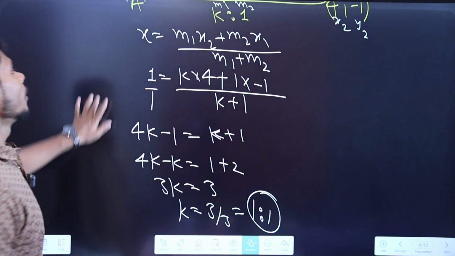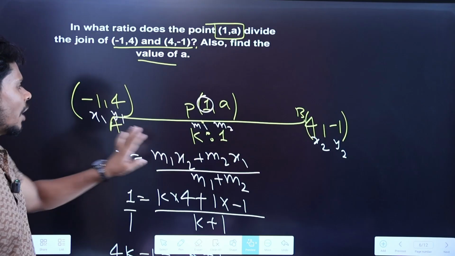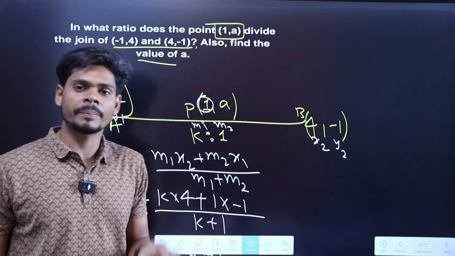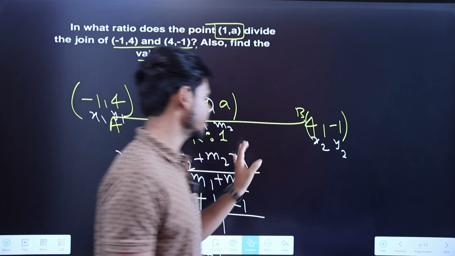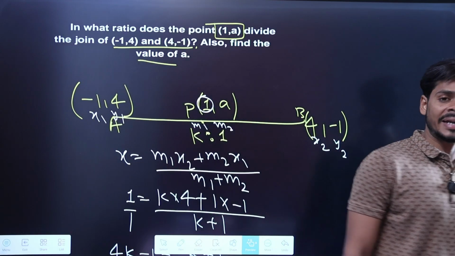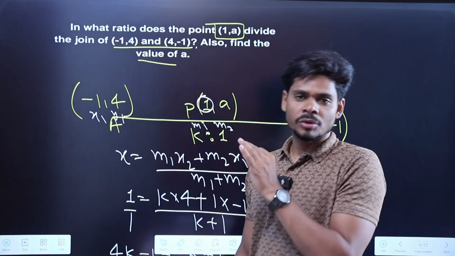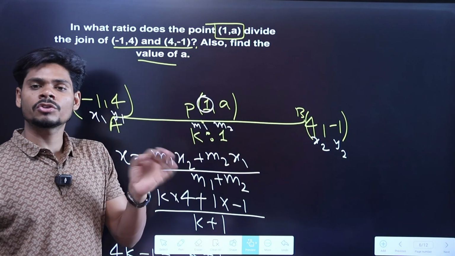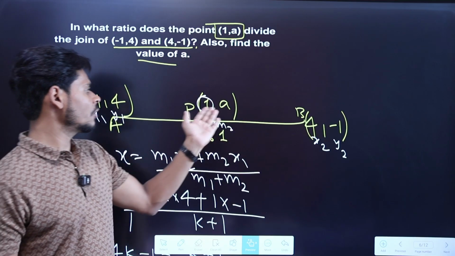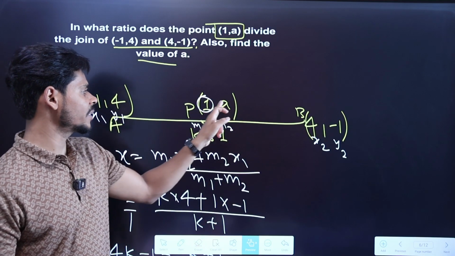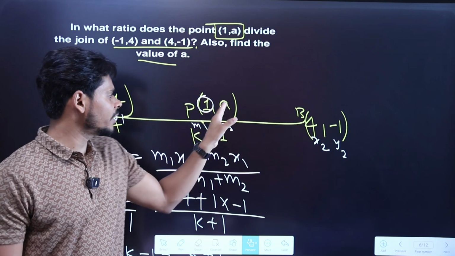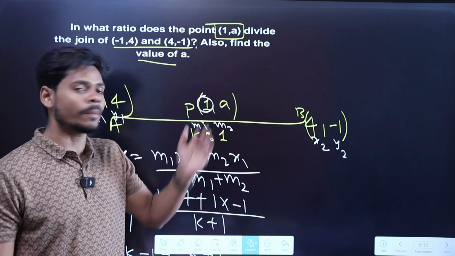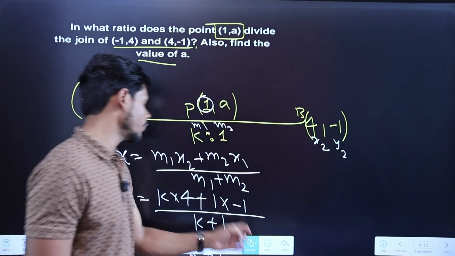Fine. Next, now we need to find the value of a. We can use the midpoint formula over here, but till now I have not explained how to use the midpoint formula and what the midpoint formula actually is. So nothing to worry about. We are going to use the concept of section formula to find the value of a. If you observe over here, this is your x and this is your y, and because we need to find the value of y, which is replaced by a, we are going to apply the formula for y to find the value of a.